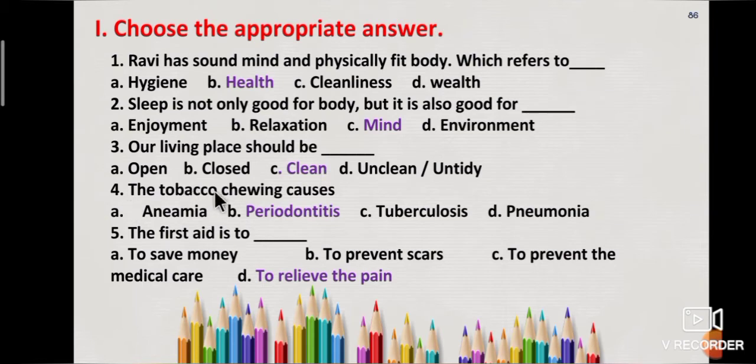Fourth question, the tobacco chewing causes dash. Option A, anemia. Option B, periodontitis. Option C, tuberculosis. Option D, pneumonia. Answer is periodontitis. The tobacco chewing causes periodontitis.